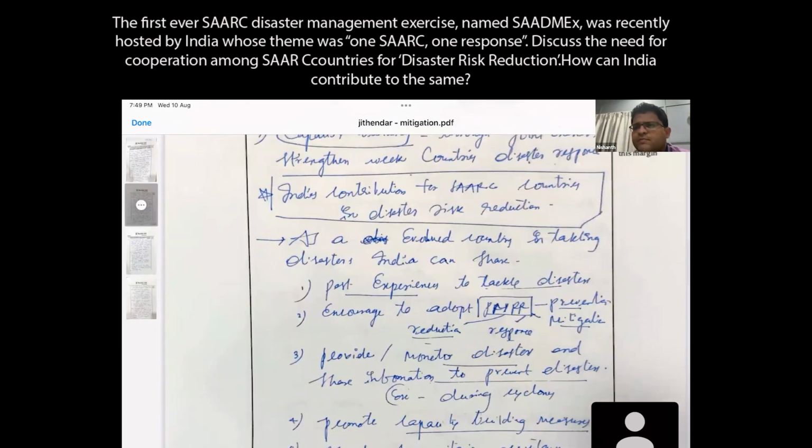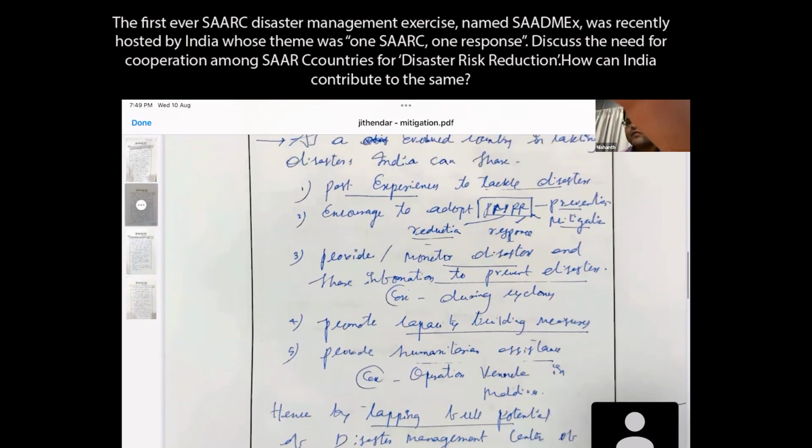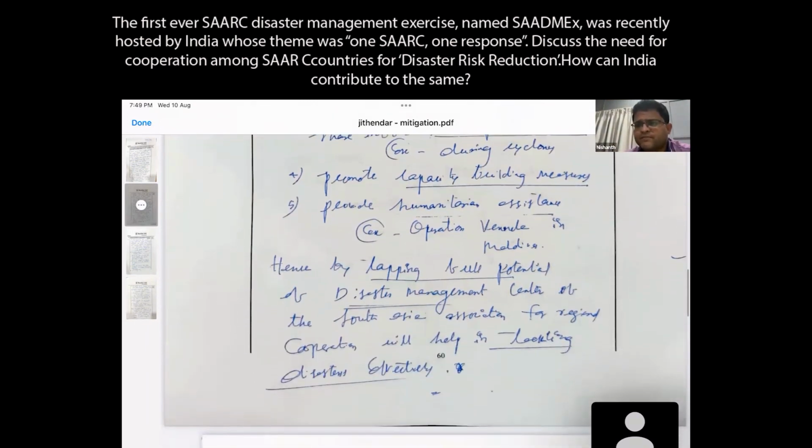India's contribution, past experience, very good. Encourage PMRR, yes. Provide the disaster relief, okay. During cyclones, promote capacity building. And India is a signatory to Sendai. You can write about the satellite system we have. All these are very important. Yes, operations in Maldives. And then you can mention the disaster relief in Nepal, where India has been leading from the front.